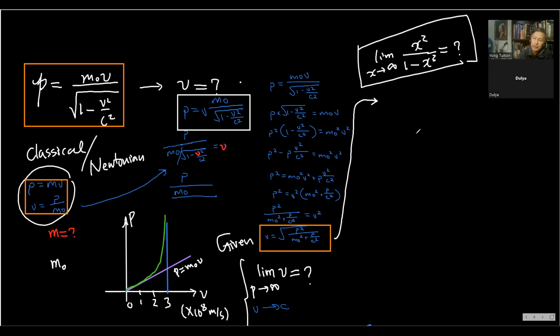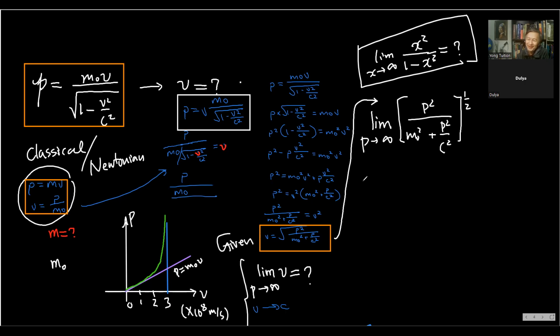Can we just write the formula here? We are looking for this limit, P approaching infinity, of the square root of P squared divided by M naught squared plus P squared divided by C squared. How do we do that? Yeah, mathematically, how do we do that? Yes. I'm not sure.